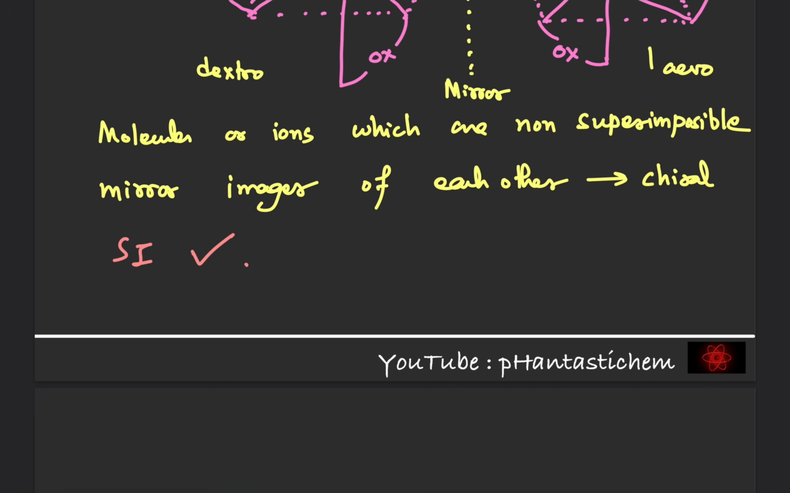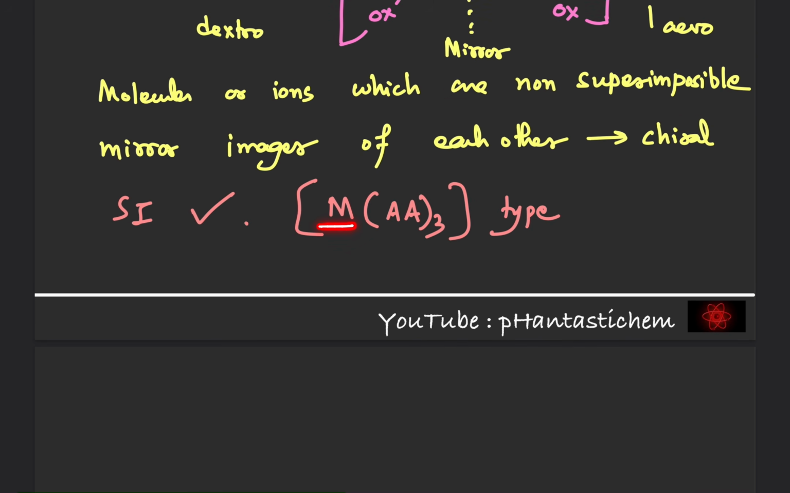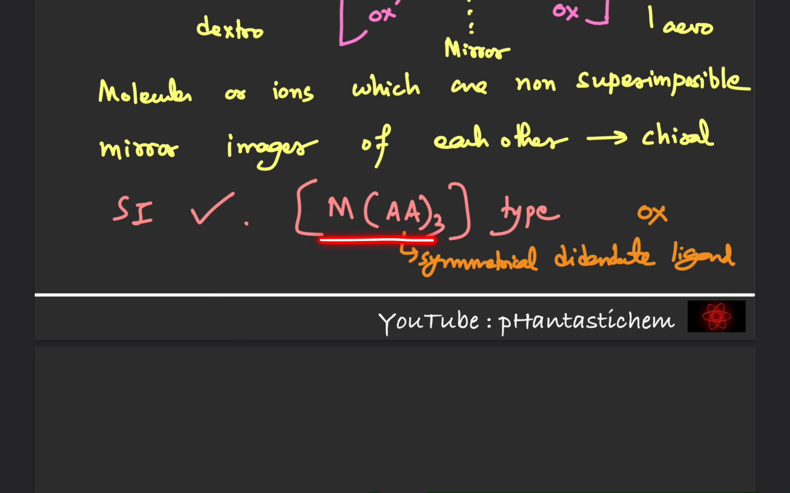Remember, for exams, whenever you see MAA3 type complexes, where M is the central metal atom or ion, and AA is a symmetrical didentate ligand, very important, for example oxalate ion, they are always chiral.